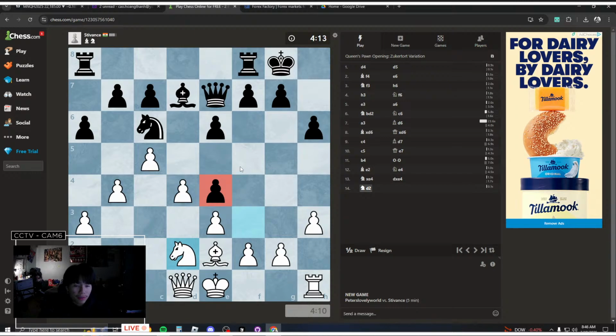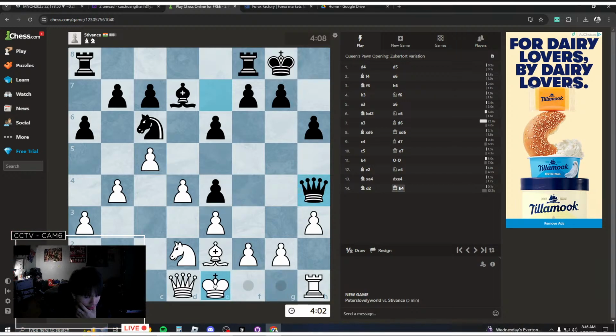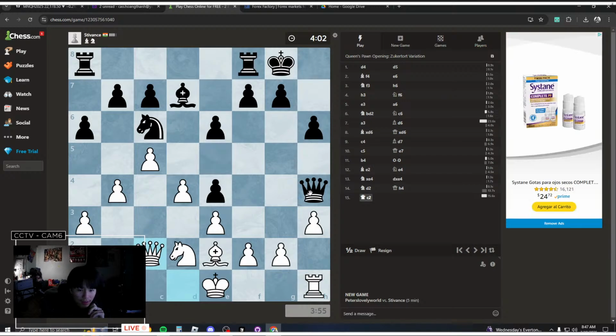This pawn now becomes a weakness, so let's see how he's going to protect that. Is he going to bring up this pawn? If he doesn't, it's a free pawn. Alright, so he moves his queen to protect. I really do want to see how he's going to protect this. Okay, so he moves his pawn.